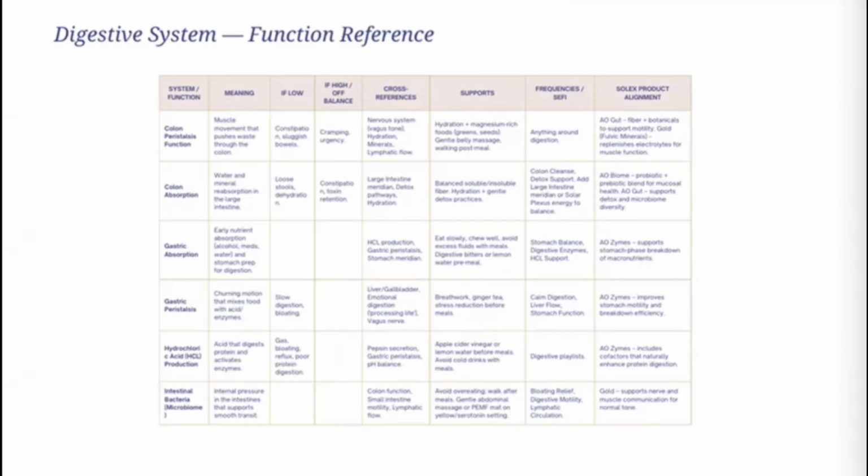So some of the ones that may be in alignment from Solex for this particular issue is AO Gut. It's a fiber and botanical support, and it can support that motility. Gold, which is a fulvic mineral. So that is your fulvic and humic acid mineral, and that replenishes electrolytes for muscle function. I would also recommend potentially some magnesium. We don't have that as a Solex product, but that might be something if they're not getting enough from their foods, or you can start to look into magnesium-rich foods.